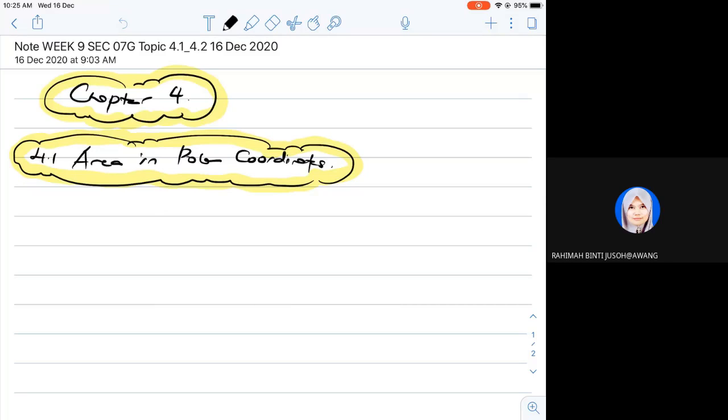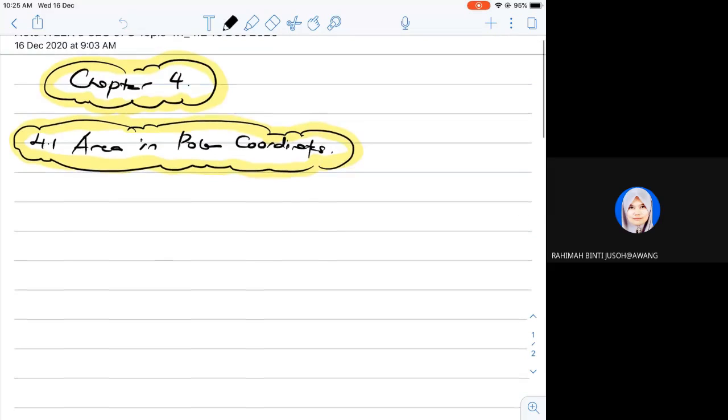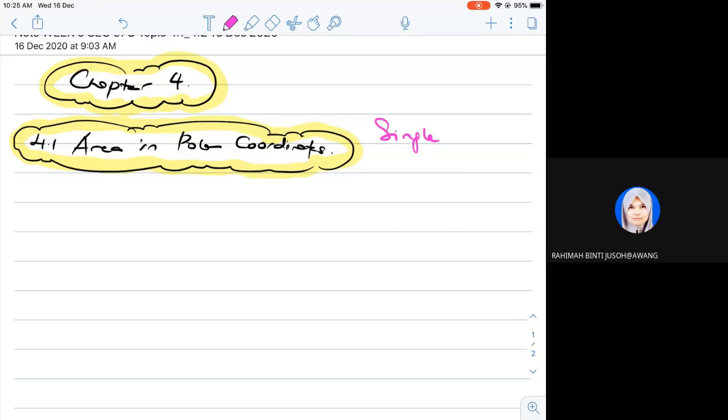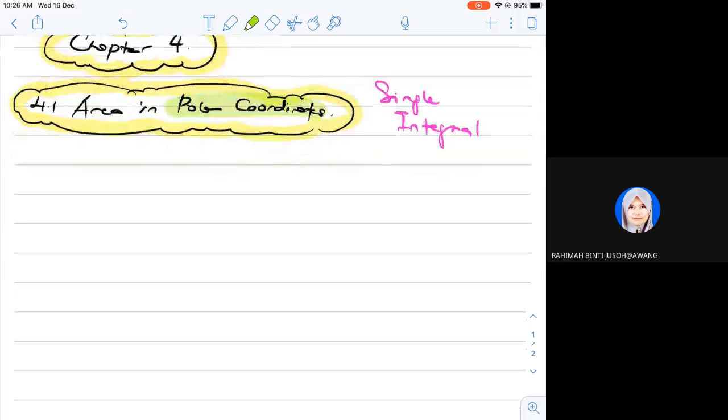Okay, so subtopic 4.1, area in polar coordinates. Okay guys, this subtopic is for single integration. Kita ada multiple integral kan, this is for single integral lah, in polar coordinates. So everybody has to copy this down as usual. Please prepare your pen, pencil or notebook. Okay, tolong salin.